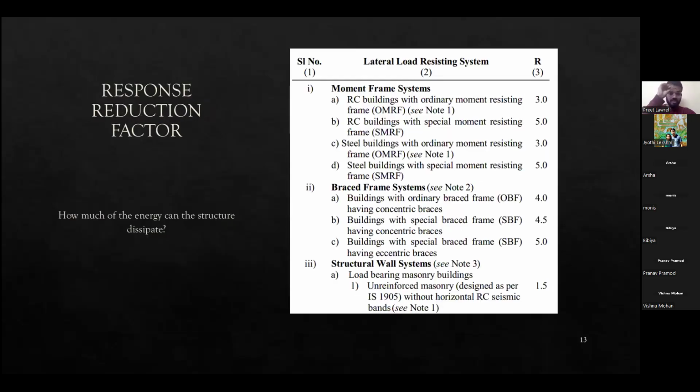The next factor is the response reduction factor. So this is a fairly technical term, and I will just put a snip of the very first few points from the table. This is actually a very long, huge table with a lot of points.